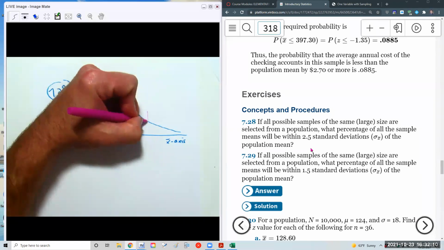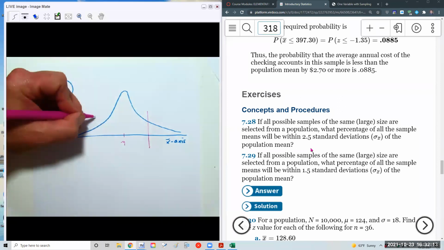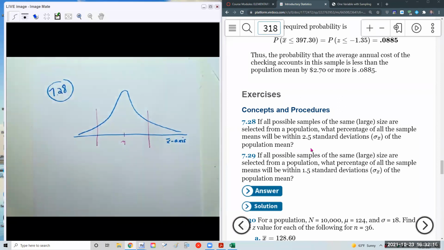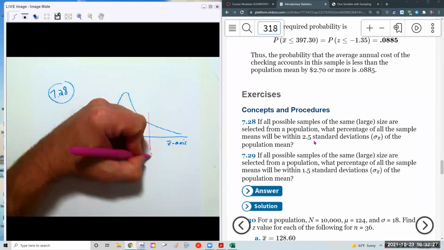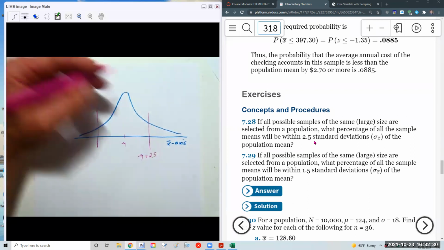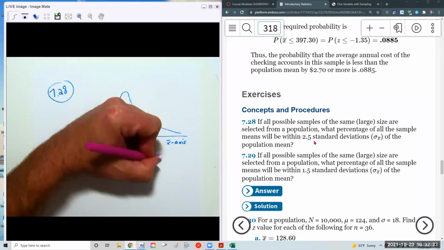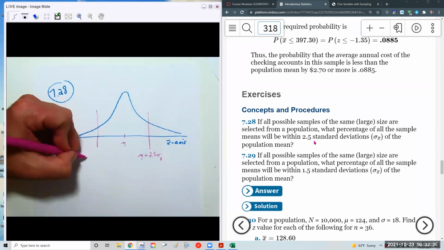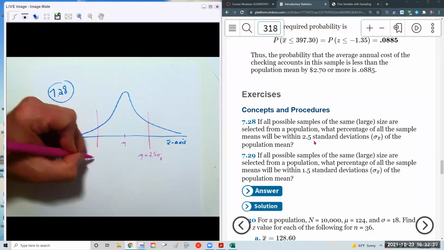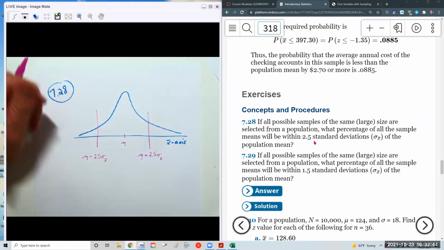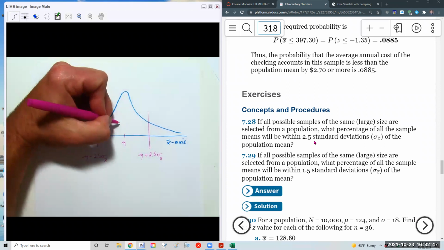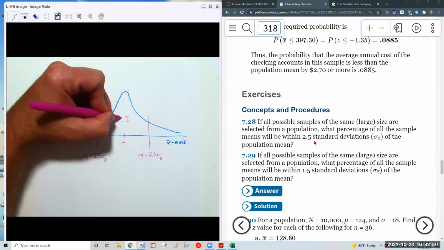There's 2 boundaries. One is right here, and the other one is right here. And these 2 boundaries are 2.5 standard deviations away from the mean. So that means that this first boundary is mu plus 2.5 standard deviation lengths, so 2.5 times sigma sub x bar. And this number here is mu minus 2.5 standard deviations, or 2.5 times sigma sub x bar. And the question is what is this percentage? What is that percentage?